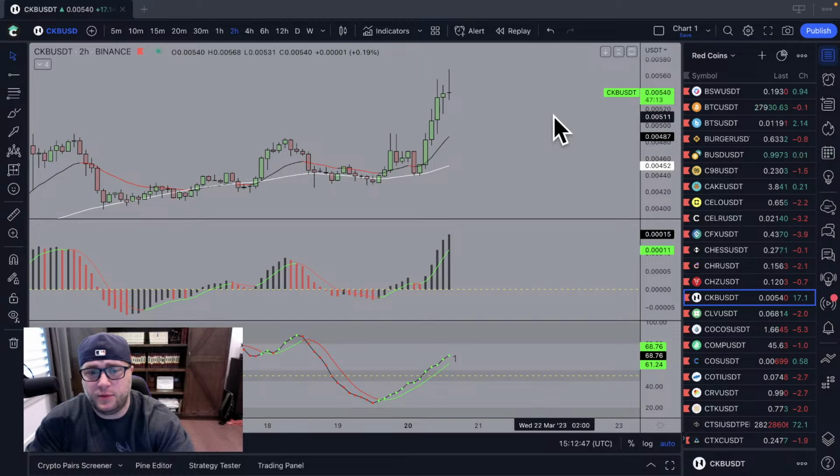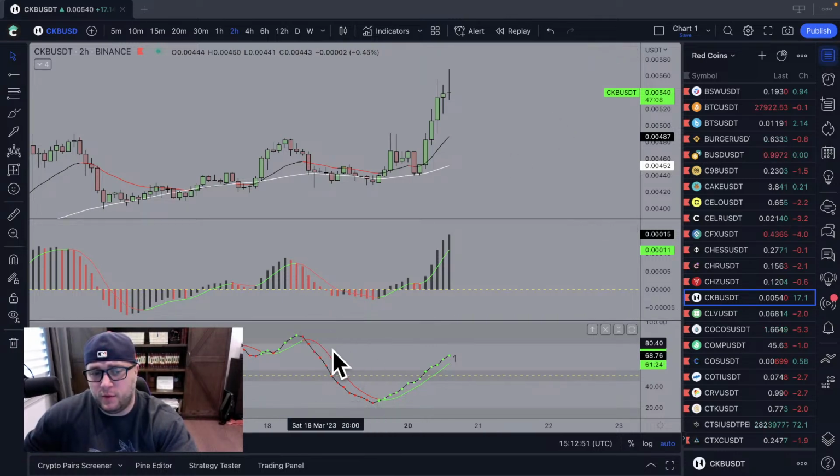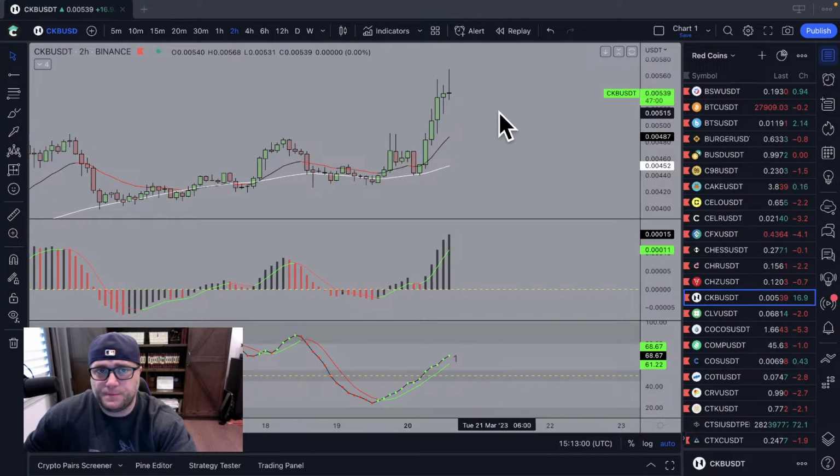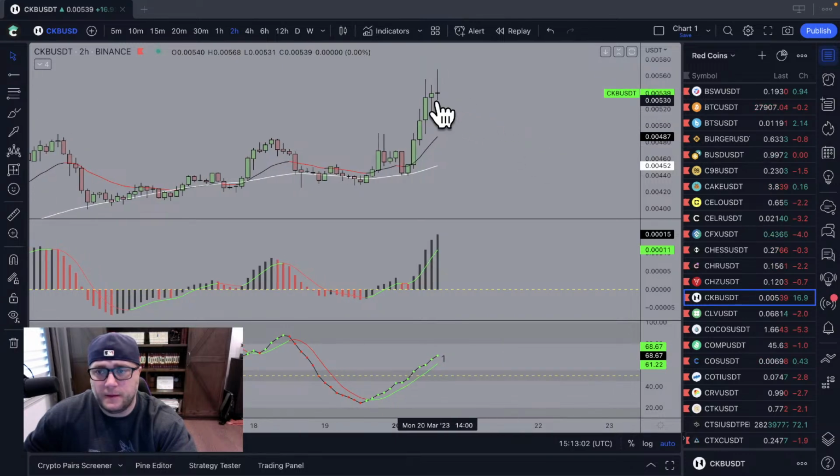CKB, we have a nice little pump up on CKB. Wait for the correction. Your bottom momentum indicator is not making a higher high. That tells you that this thing's going to probably come back down. Let's see what it closes in 46 minutes.